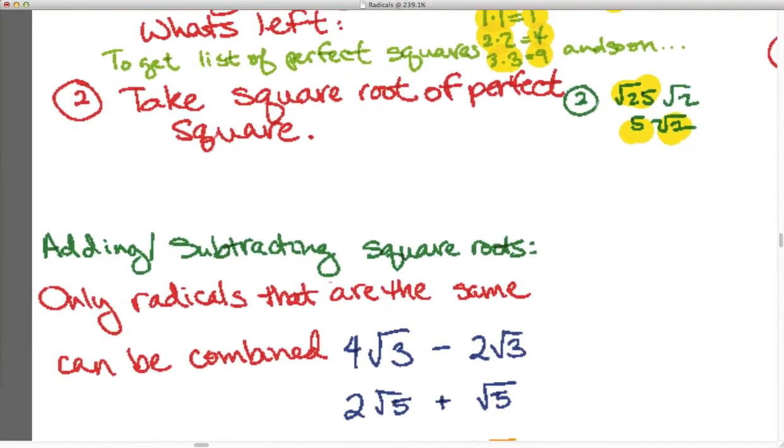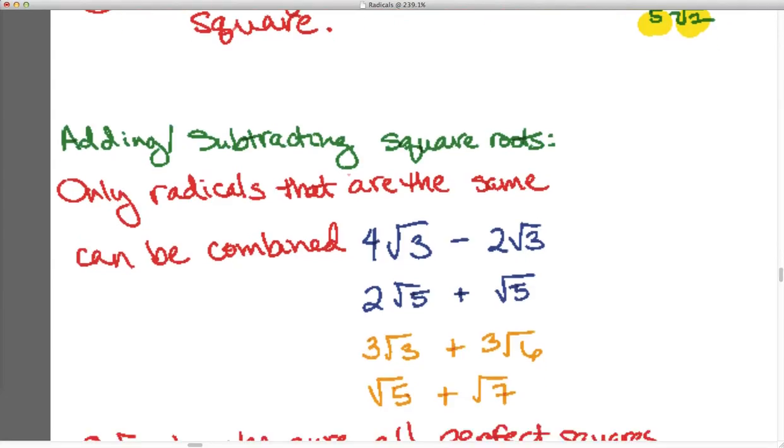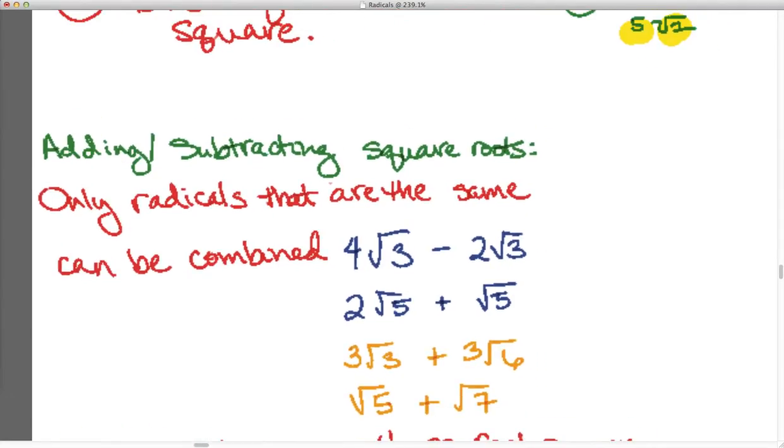Adding and subtracting square roots. The only ones you can really add and subtract are when these numbers are the same. Anytime that's a root 3, then you can combine the terms in front, and the root 3's don't change. So in this case, 4 minus 2 would be 2 times root 3. This would be 2 plus an understood 1, which is 3 root 5.